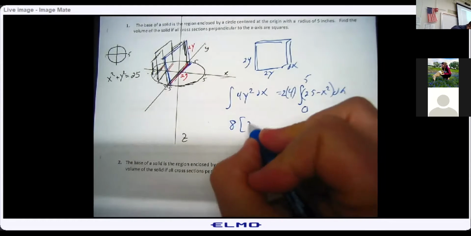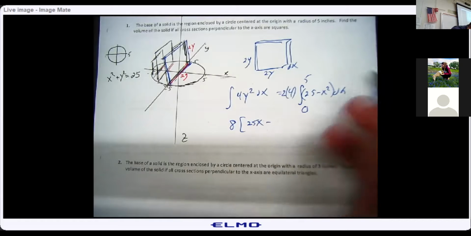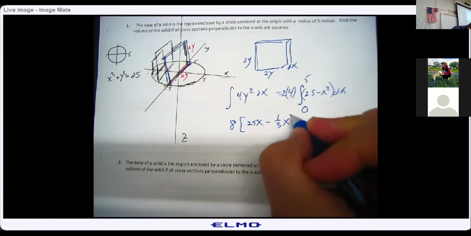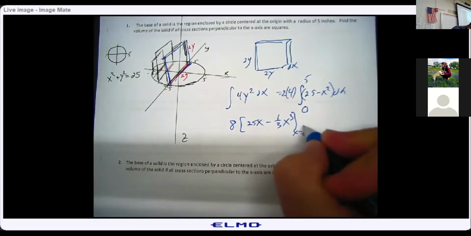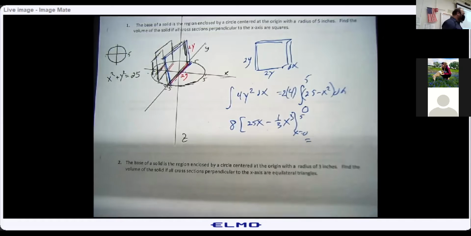We're going to take the antiderivative here. This is what we've got. We're going to go from x equals 0 to x equals 5. And we didn't just find something. We found literally the perfect volume of this shape.